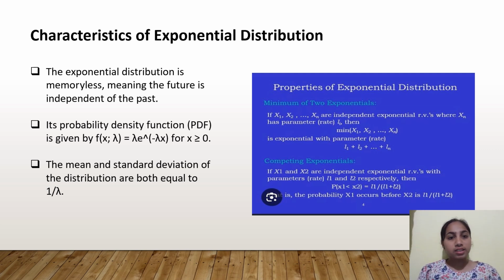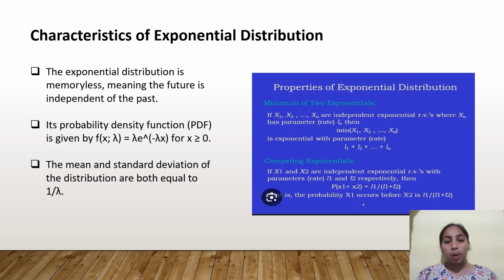That is characteristics of the exponential distribution. The exponential distribution is memoryless, meaning the future is independent of the past. Its probability density function, that is PDF, is given by f of x is equal to lambda into e to the power of minus lambda into x for x greater than or equal to 0. The mean and the standard deviation of the distribution are both equal to 1 by lambda.